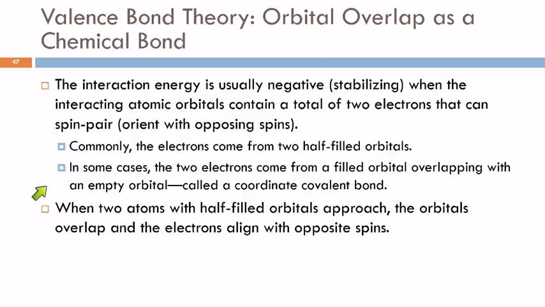Sometimes the 2 electrons come from a filled orbital on one atom overlapping with an empty orbital on another atom. This is not as usual, but it does happen. This is called a coordinate covalent bond. This is where one atom is providing both of the electrons, and the other atom is just providing an empty orbital. So when the two atoms approach, the orbitals overlap, and the electrons align themselves so that one's positive and one's negative.